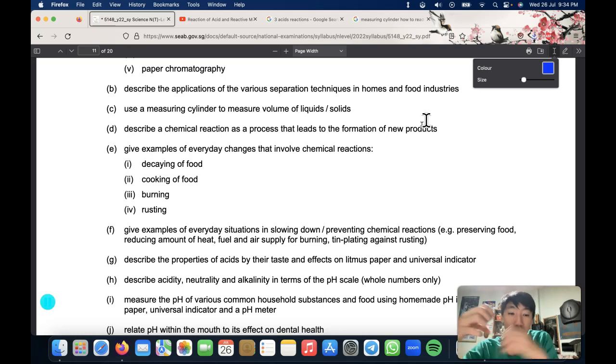But if I actually pull apart H2O, water, I pull apart the hydrogen and I pull apart the oxygen to make hydrogen and oxygen, then that is a chemical reaction already. They are splitting it up and then you get new products.